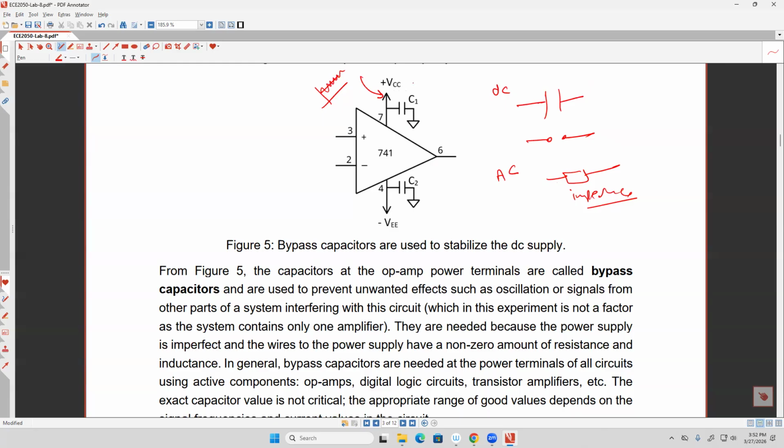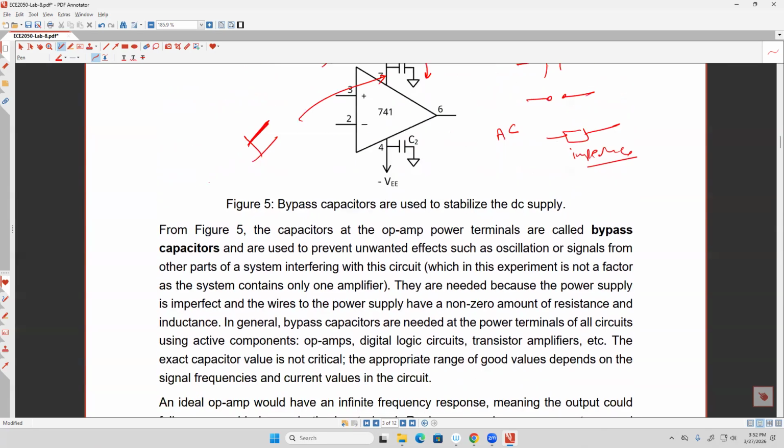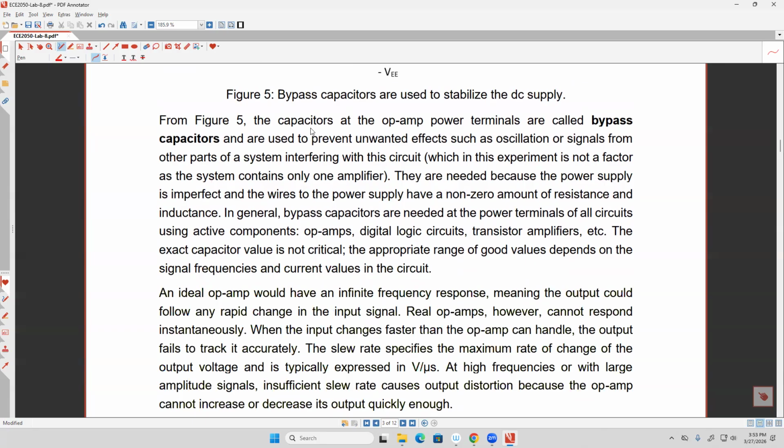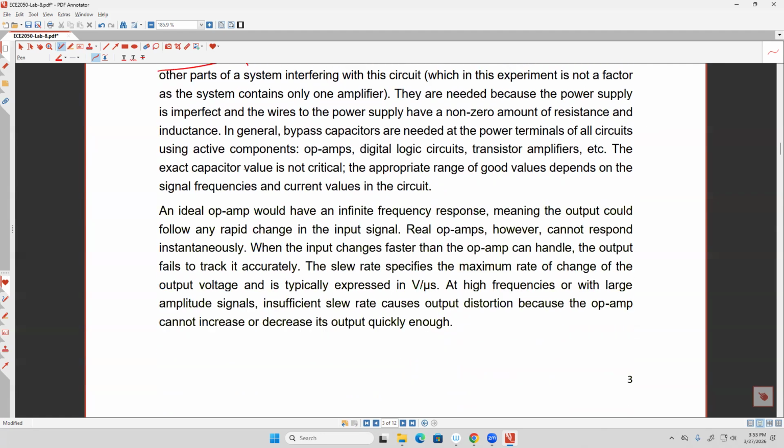So if I do that, the AC will see this one like a short circuit. So I'm going to get rid of this one, and then I'm going to have a very stable DC value here. So we're going to connect the two capacitors this way for the positive and the negative. We call them bypass capacitors. Here I explain exactly why we need it.